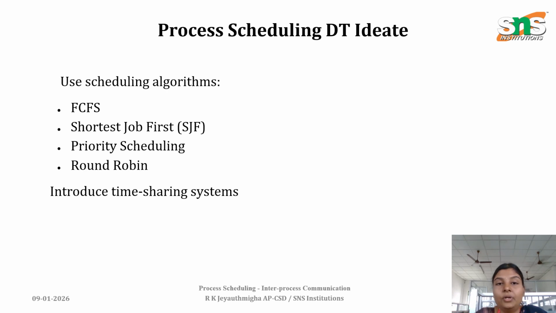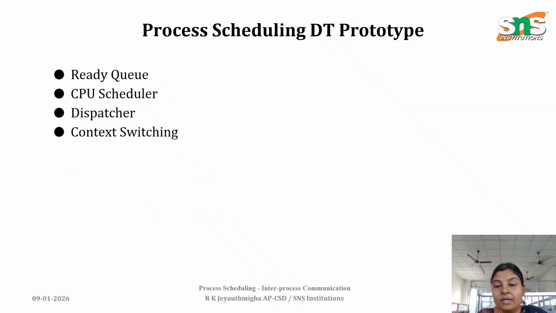Let's ideate process scheduling. Use scheduling algorithms: first come first served, shortest job first, priority scheduling, round robin, and introduce time sharing systems. The prototypes are ready queue, CPU scheduler, dispatcher, and context switching.